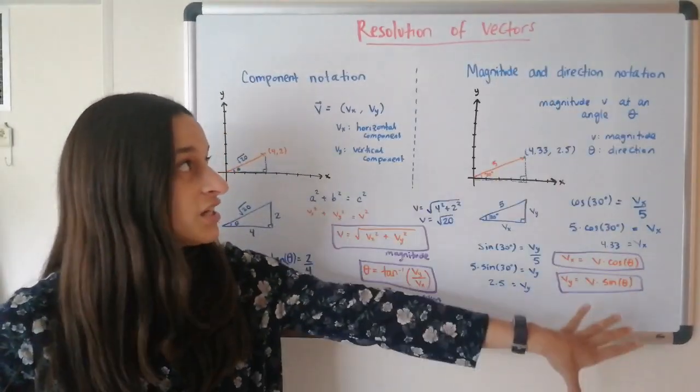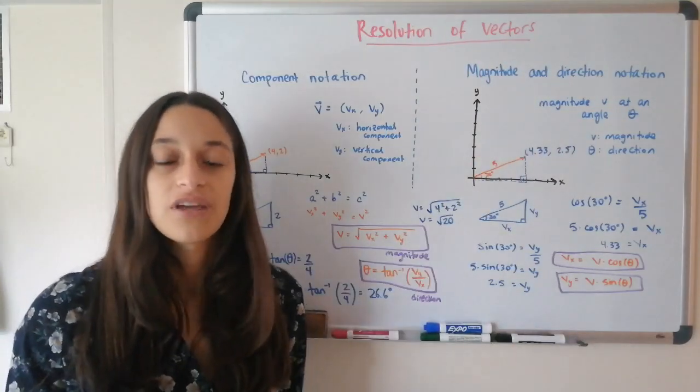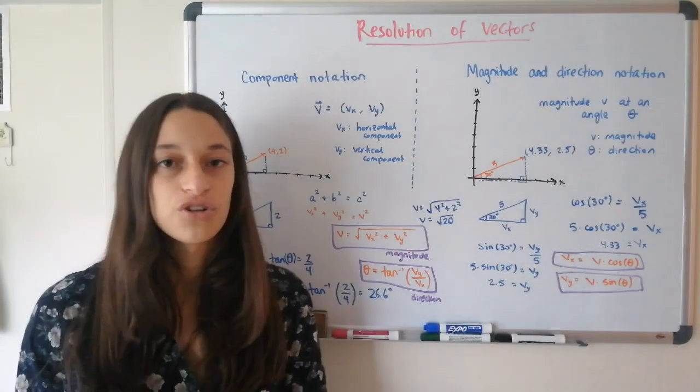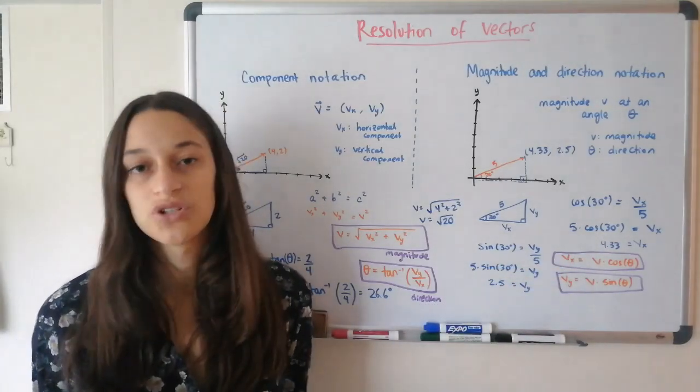This side over here is called resolution of vectors. Having a magnitude and a direction and finding the horizontal and vertical components is what we call resolution of vectors.